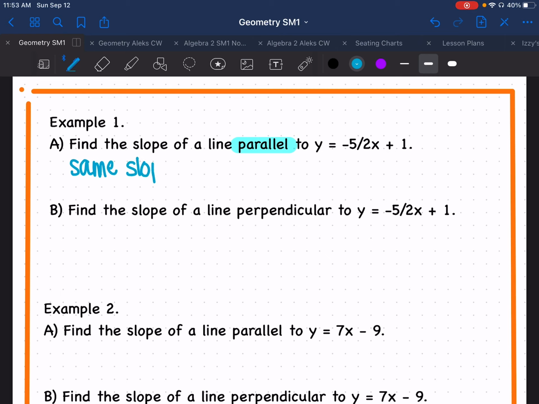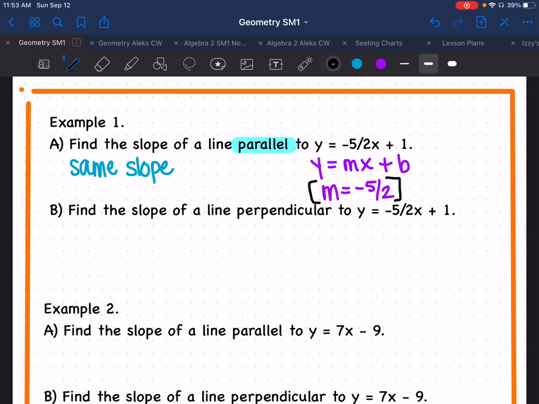Same slope. So let's go ahead and write y equals mx plus b underneath the equation. It is in the correct form, so all I have to do is look right here. There is my m. And so for my slope to be parallel, it would have to be -5/2, because that's what the last graphic said. It has to have the same slope.